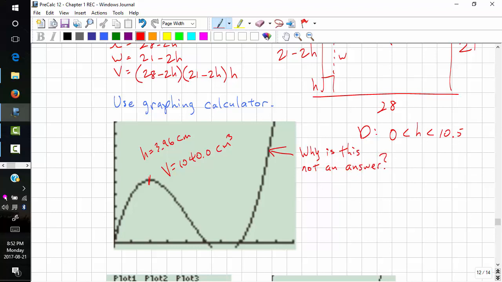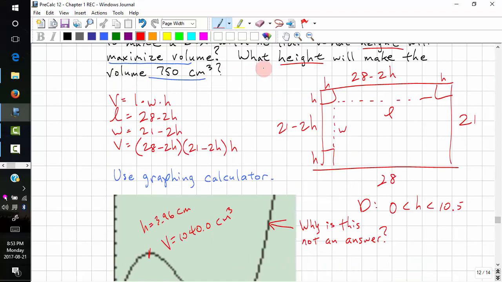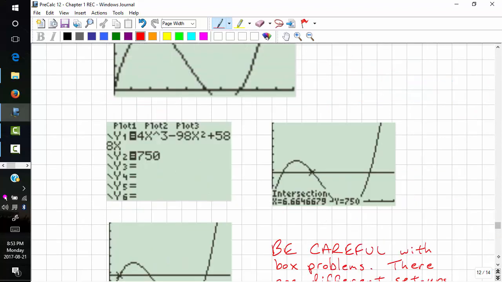Well, it's because we just determined the domain. It's got to be less than 10.5, otherwise the width will be less than 0 and the length will be less than 0. Okay, so that answers the first question. Now, our second question, you always have to read the question, otherwise you miss something. What height will make the volume 750 centimeters?